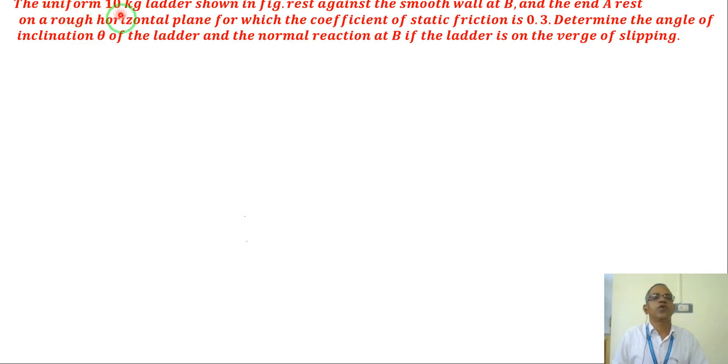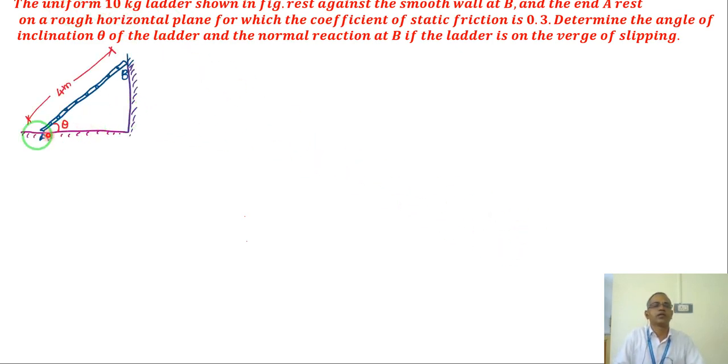Now the uniform 10 kg ladder here. A uniform 10 kg ladder shown in figure rests against the smooth wall at B. So at B the wall is smooth, that means friction is not there, and rests at A on a rough horizontal plane, as I told you in the first problem. Here rough. Then for which the coefficient of static friction is 0.3. Here is 0.3 coefficient of friction. Determine the angle of inclination theta.